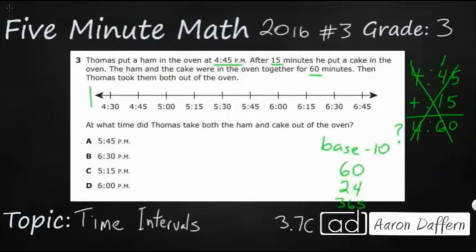So this is going to be our tool that we're going to use right here, just a basic timeline. So let's mark this. Thomas put a ham in the oven at 4:45. So I'm just going to write ham right here. This is where he put the ham in the oven, put a little X. And then after 15 minutes, he put the cake in the oven. So I need to add 15 minutes, but we already know what happens when I add 15 minutes, right?